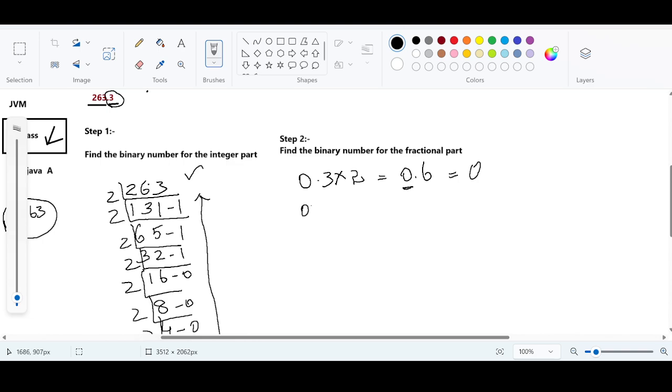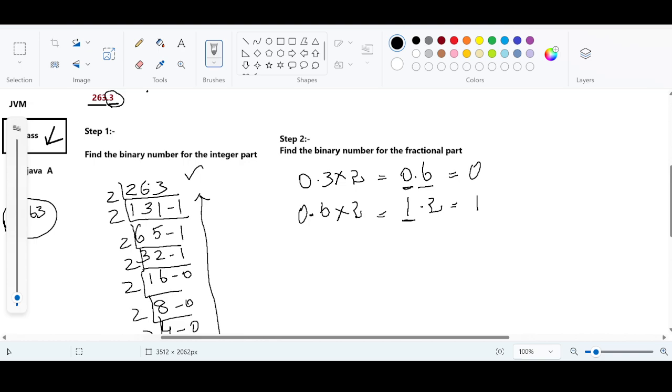Again 0.6. You don't consider the integer part. You take just 0.6, and that is 0.6 into 2, which is going to give us 1.2. Please ensure that you are collecting the integer part. This value, collect it.